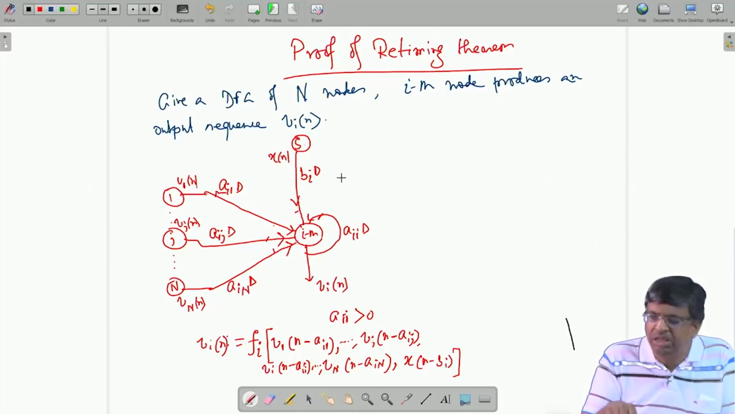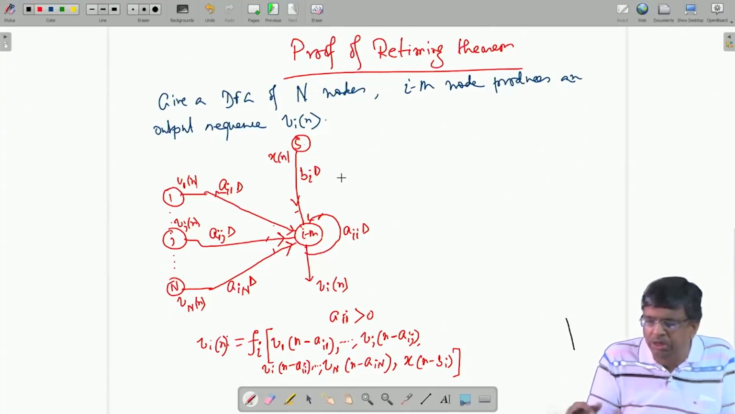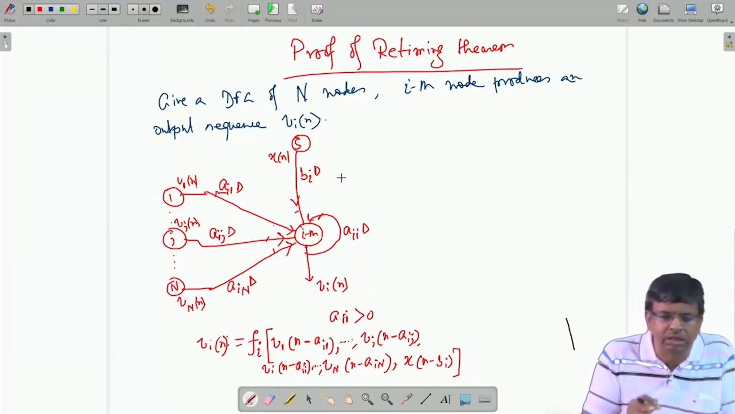So, outputs may be Ui[n], U1[n], Uj[n], UN[n], all that. And then I will show an equivalence between Ui[n] and Vi[n]. So, after the retiming, the new structure will be like this.